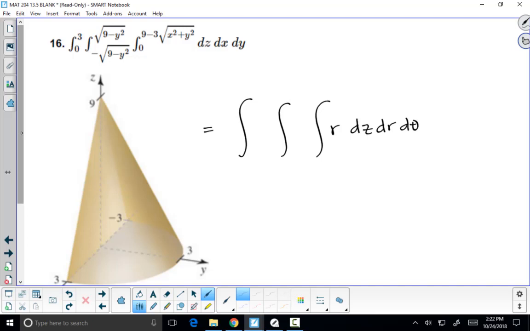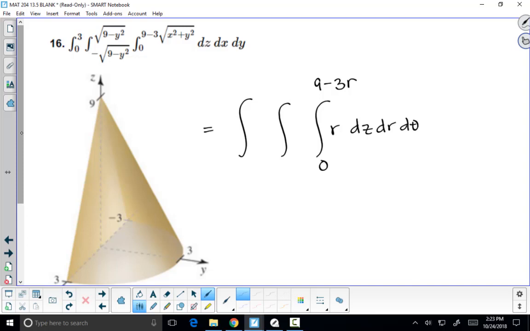So the upper surface is the cone, and the cone we find is 9 minus 3r. That's the upper limit. It's the cone. All I did was look in here, and x squared plus y squared is r squared. The square root of r squared is r.